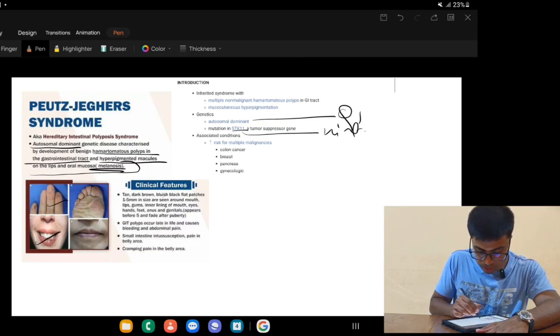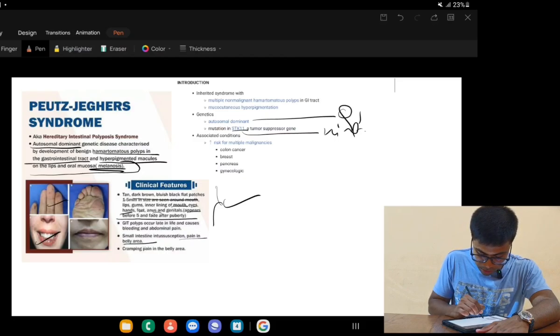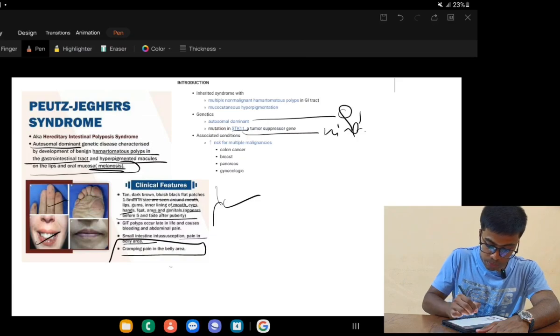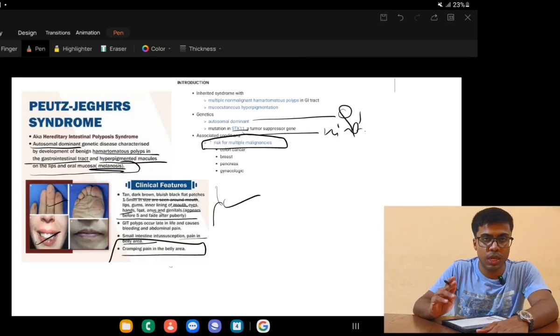So tan to dark clinical features can be seen on mouth, eyes, hands, feet, anus, genitals. Appears before 5 and fades after puberty. Dark brown, bluish black patches. The GI polyps occur late, with small intestine intussusception, and cramping pain in the belly area. And malignancies can be associated with it. So this is the question, and many questions can be made.